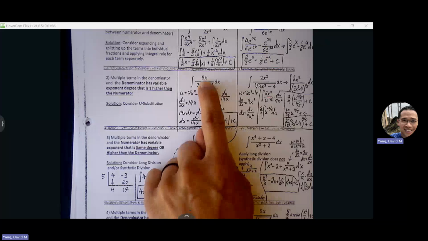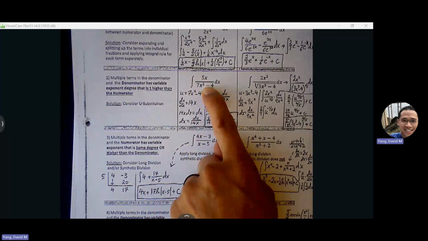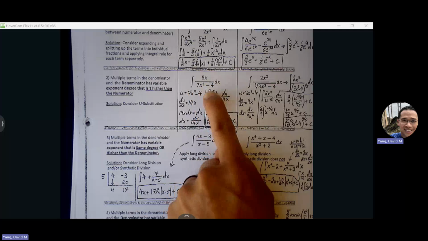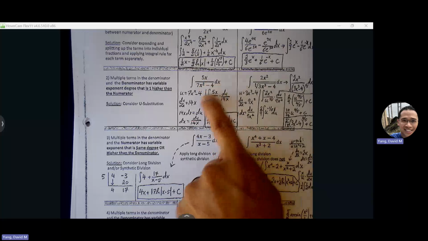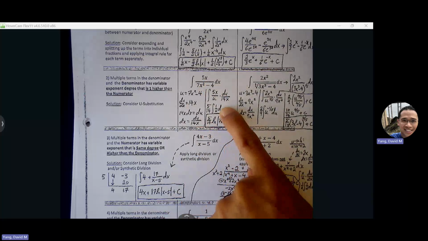If I have, let's say this one, 5x over 7x squared minus 4, there's too many terms below. I can't separate into individual fractions. This is a good u substitution problem, because if my u value is that entire denominator, the 7x squared minus 4, it's going to handle that 5x, and it's going to cancel out nicely. I'm going to end up with 1 over u du, which works.